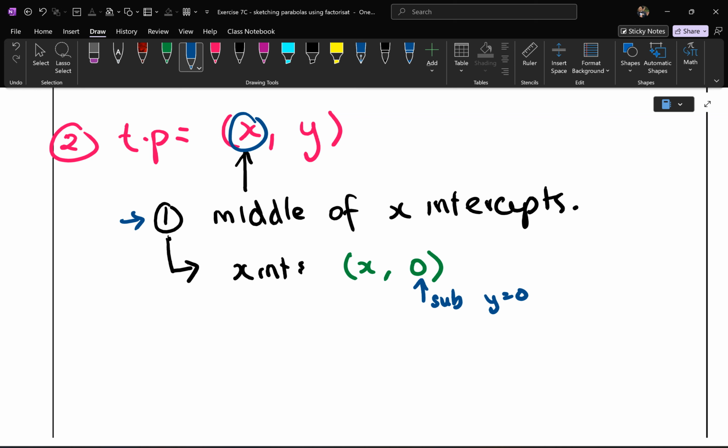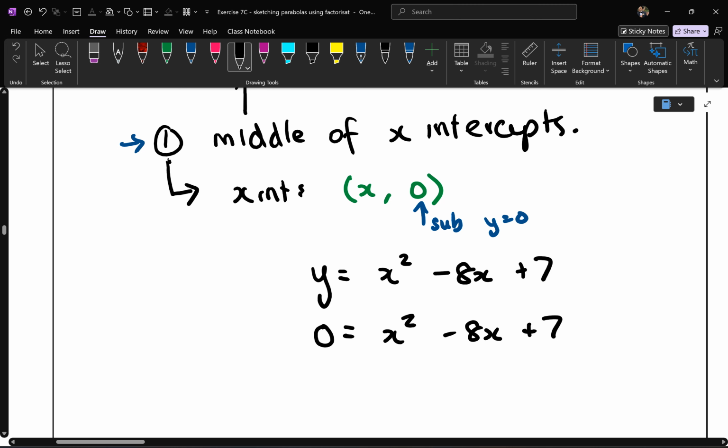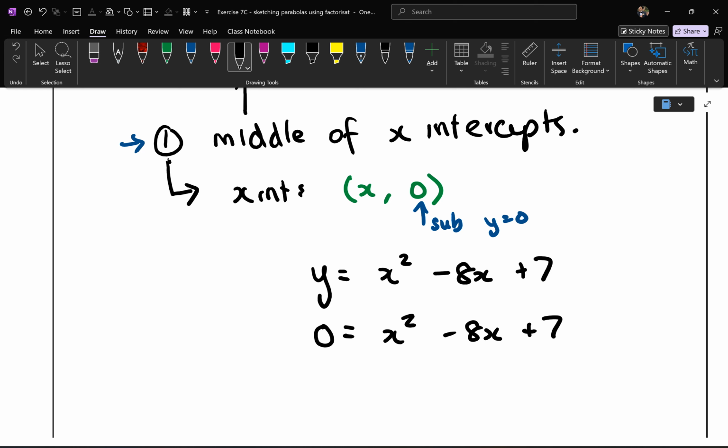So to find the x-intercepts, we're going to sub y in. So here's my equation again. Y equals x squared minus 8x plus 7. I'm going to sub y equal to 0. So here's 0 is equal to x squared minus 8x plus 7. And this is what you did last session. So last session, your question is, how do you solve for this scenario? And the best way is whatever method you use, I don't care. You have to be able to factorize it. Anyone want to have a go? Hands up if you know the answer. Yes, Nishi?